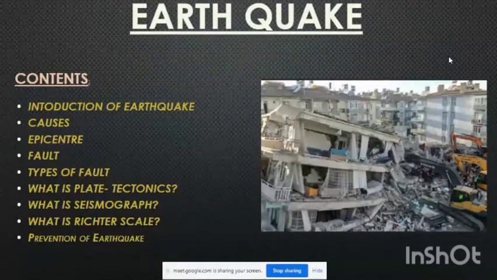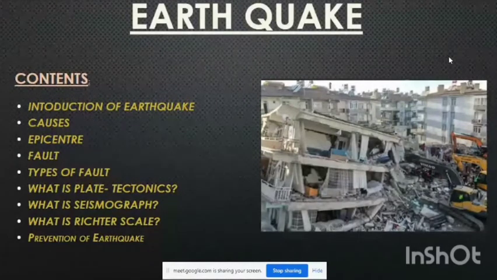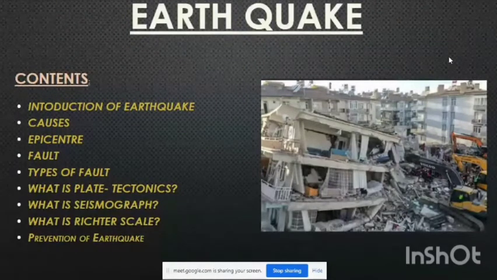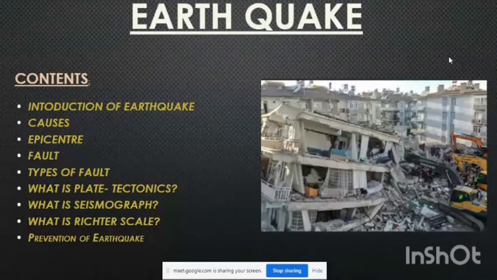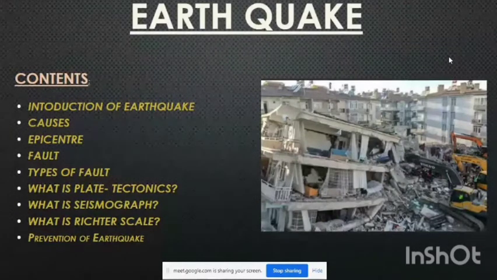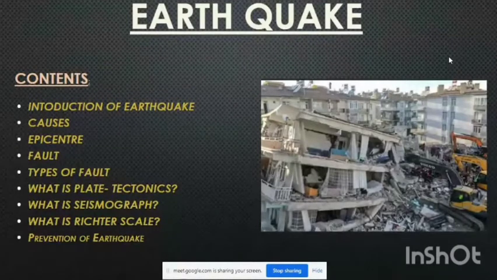Earthquake. Content: introduction of earthquake, causes, epicenter, fault, types of fault, what is plate tectonics, what is seismograph, what is Richter scale, prevention of earthquake.